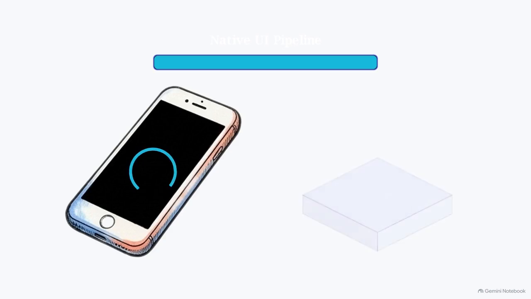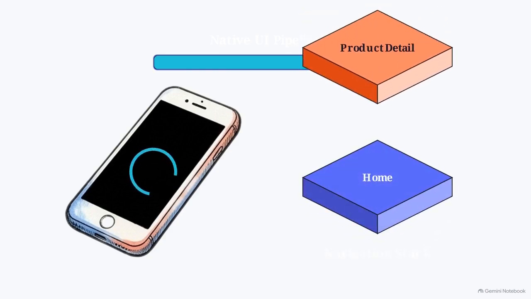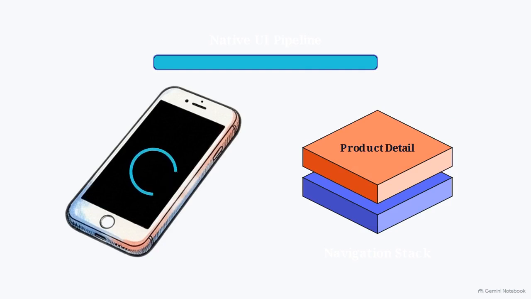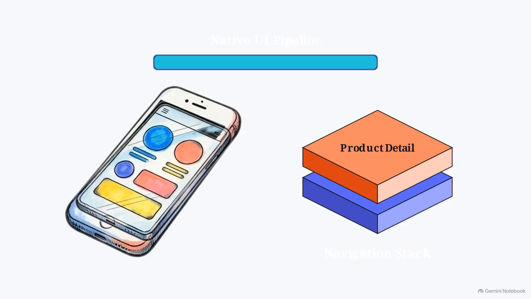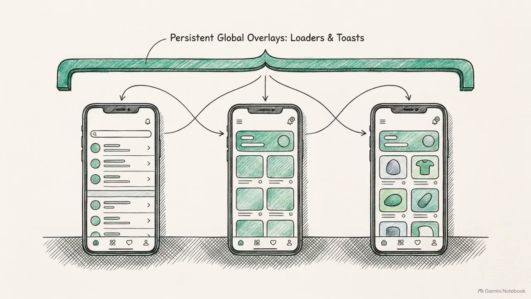Once the thread resumes, the router tells the B4X Pages Manager to show the target product detail page, pushing it to the navigation stack. Finally, it commands the global loader to hide. By orchestrating transitions through a central router, the application's state stability is maintained. Feedback loops like loaders and toasts transcend individual page logic, allowing for a consistent user experience.